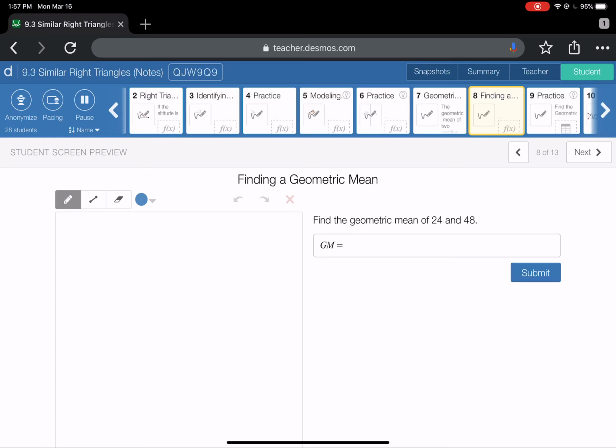All right, so let's use that one that I just showed you. x squared is equal to a times b. That's going to help us find the geometric mean of these two numbers. So I'm going to do x squared, replacing a with 24 and b with 48. Now what we're going to do here is simple. We're just going to multiply 24 times 48, so these two get multiplied to give us 1,152.